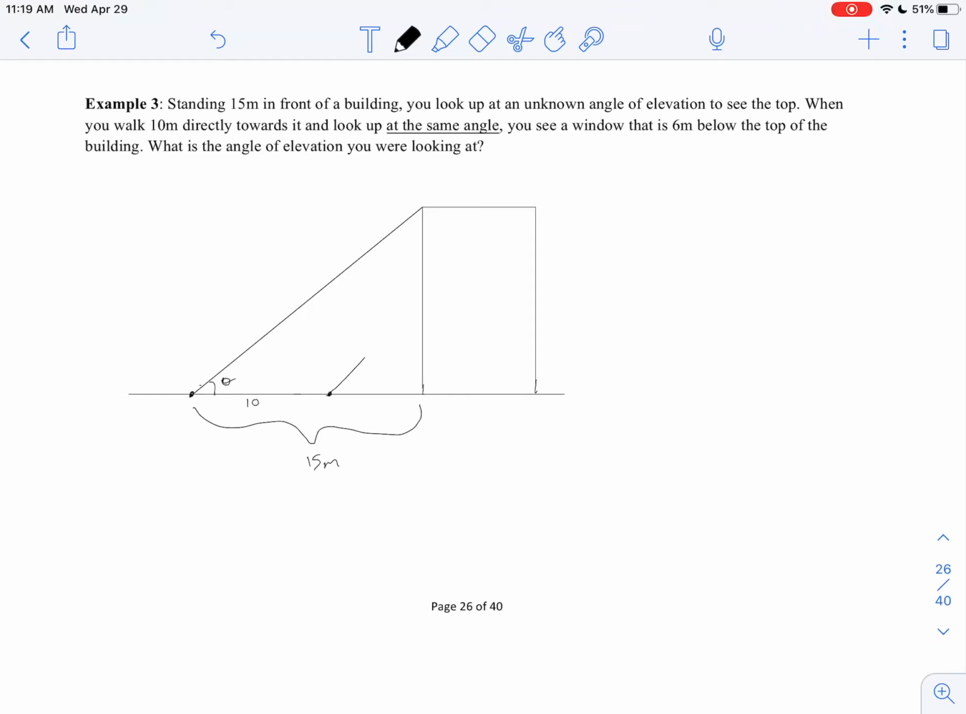And we look up at the same angle. So we'll try to draw that as parallel as possible to that other line. This line is parallel to this line, so that theta is the same as the other theta. And that must be 5. 10 plus 5 is 15. And we see a window that is 6 meters below the top of the building. So from here to here is 6 meters.